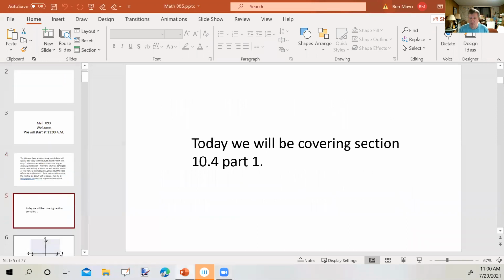All right, so today we're going to go on to section 10.4, the first part of it. But before we do that, are there any questions from anyone concerning previous assignments? If so, now is the time to speak. Yes, can we go over the last assignment from yesterday, number 3?